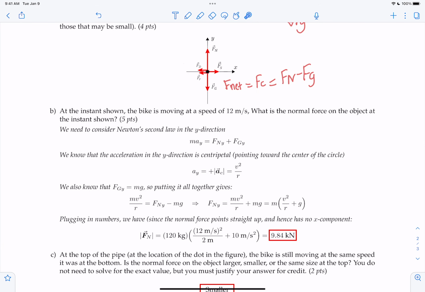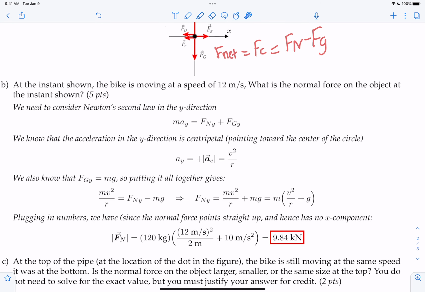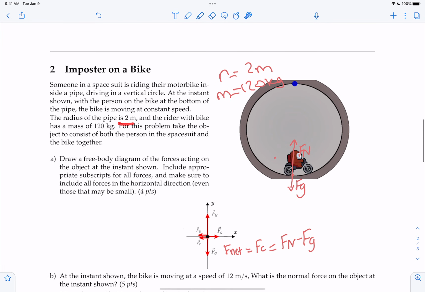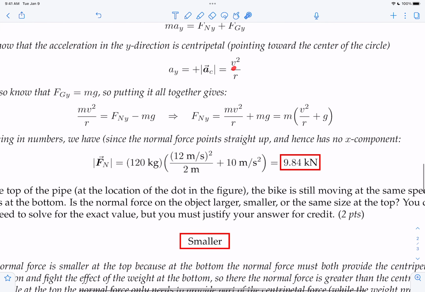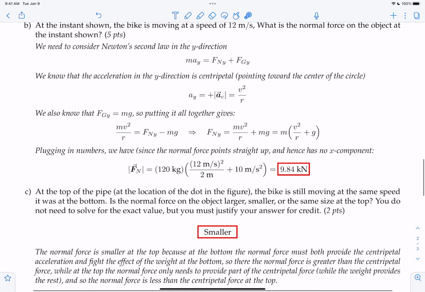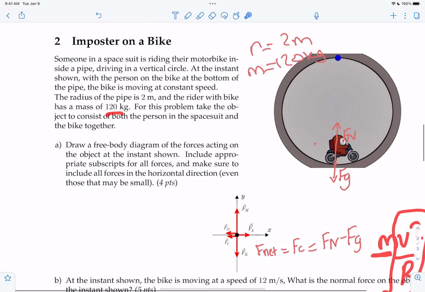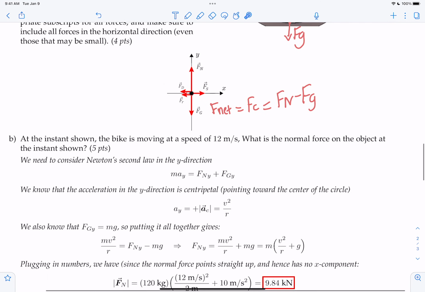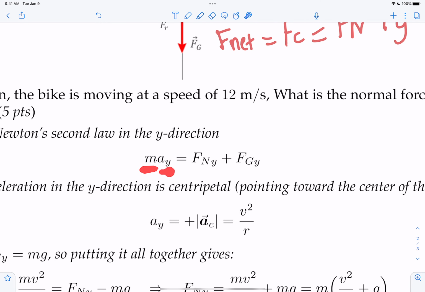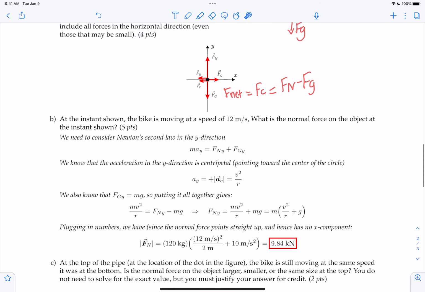So we know that speed is 12 meters per second. And then we can figure out our centripetal acceleration because we have the radius from before, right? We were told that the radius was 2 meters. So we take 12 squared divided by our radius 2 meters, and we can get our centripetal acceleration. So m v squared over r. If we get that part, we can multiply it by our mass, which was 120 kilograms, right? So if we have the mass times the centripetal acceleration, this should be a_c, by the way, we can then set it equal to Fn minus Fg.